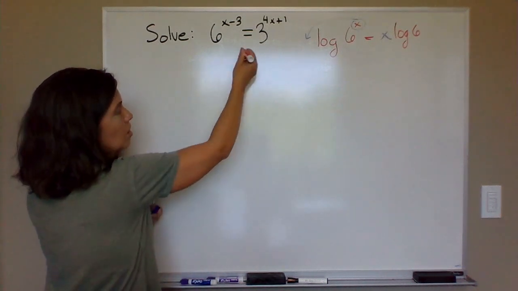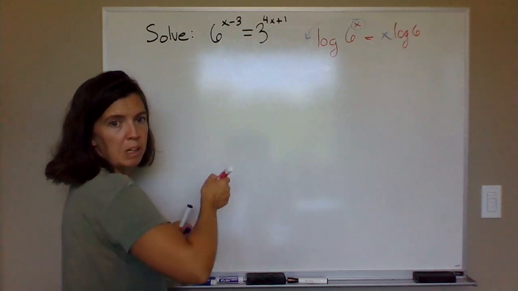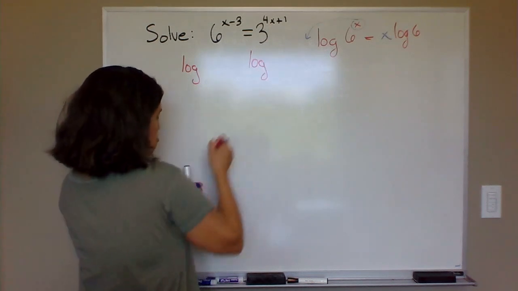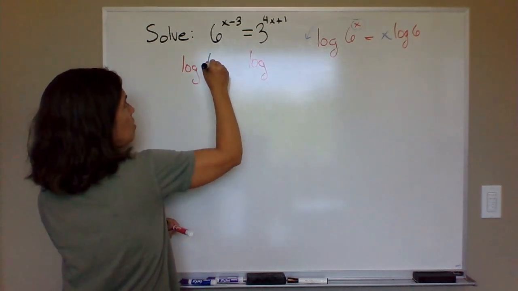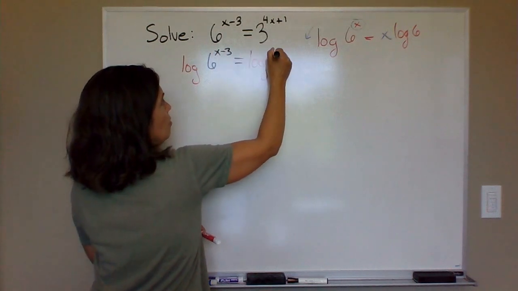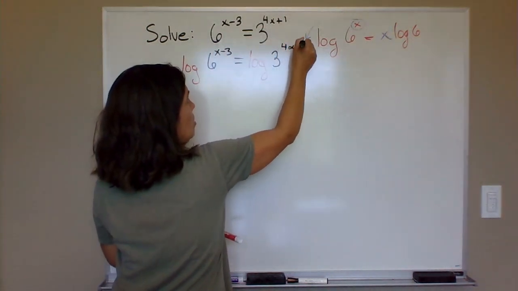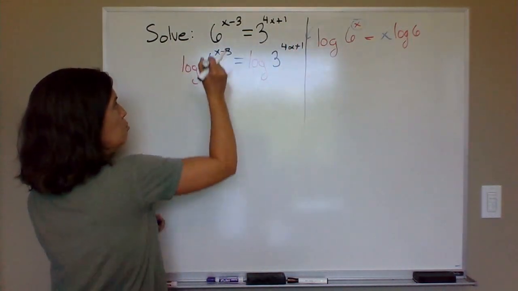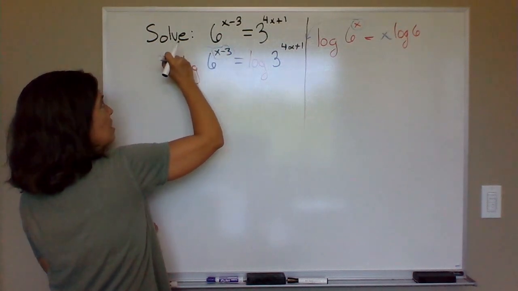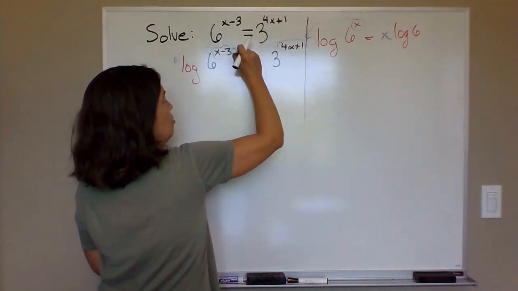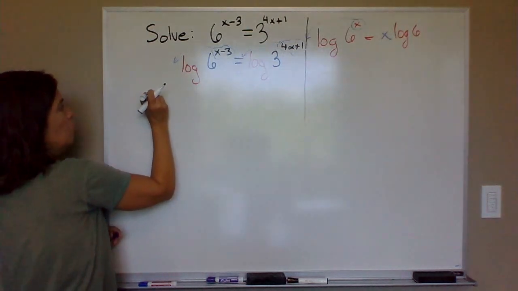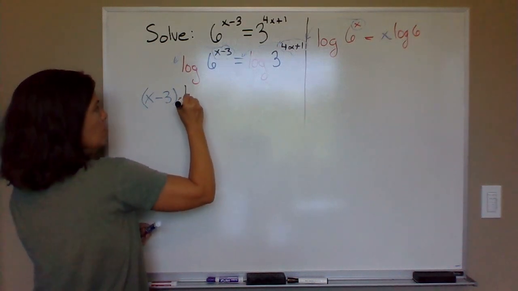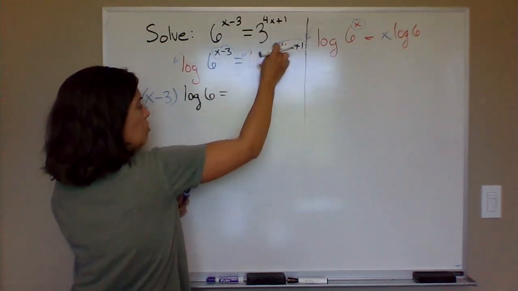I'll use common log on both sides since I know that's what I used in the written explanation in your notes. So I'm going to take common log of both sides of this equation, equals log of this. Now I can use this property of logarithms and bring these expressions in the exponent down in front. So this is equal to the quantity x minus 3 times log of 6 equals that entire quantity.